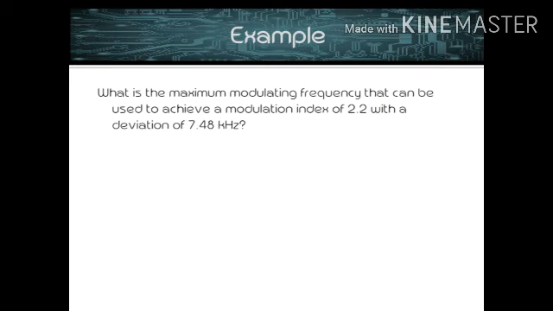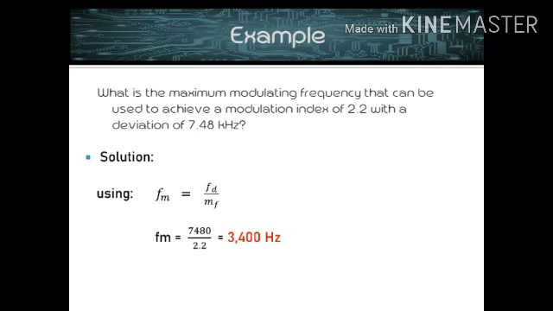Now for an example, what is the maximum modulating frequency that can be used to achieve a modulation index of 2.2 with a deviation of 7.48 kHz? You can pause this video and solve it by yourself. Now for the solution, using the formula, Fm is equals to Fd over Mf. Fm, or the modulating frequency, is equals to, substituting the given data, 7.48 kHz over 2.2, and that will give you 3,400 Hz, or 3.4 kHz.